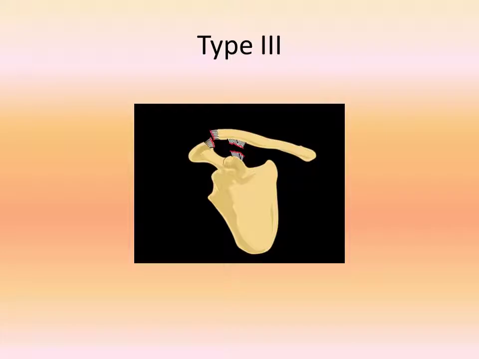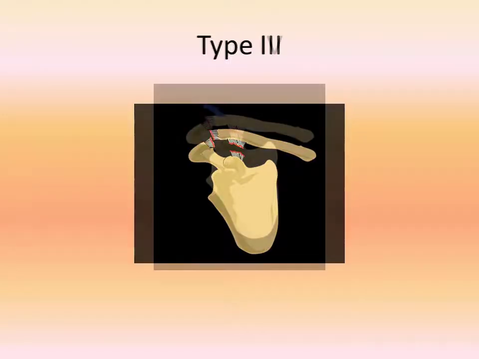In a type 3, we will begin to see a piano key deformity or a step-off deformity. This is considered a grade 3 injury, possibly a grade 2. There will be a 51 to 100% elevation of the clavicle on the acromion, and again, an injury to the AC ligament and the CC ligament.